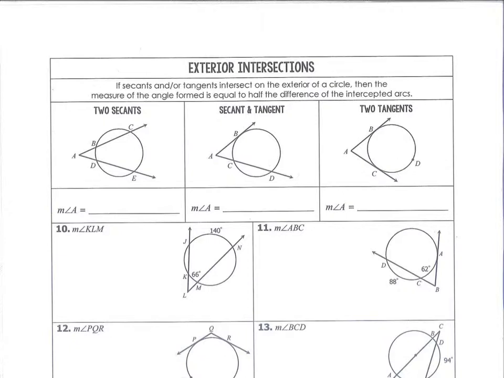Then we have 3 different types of exterior intersections. We can have an exterior intersection with 2 secants, a secant and a tangent, or 2 tangents. An exterior intersection means that the 2 lines meet or intersect outside the circle. Same theory applies. We're still taking half of the intercepted arc, but this time when the intersection occurs outside the circle versus inside the circle, we are going to subtract the intercepted arcs. And you have to subtract the smaller arc from the larger arc. So you do have to pay attention to that.